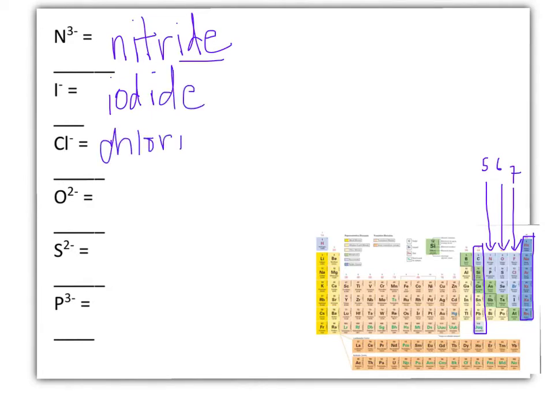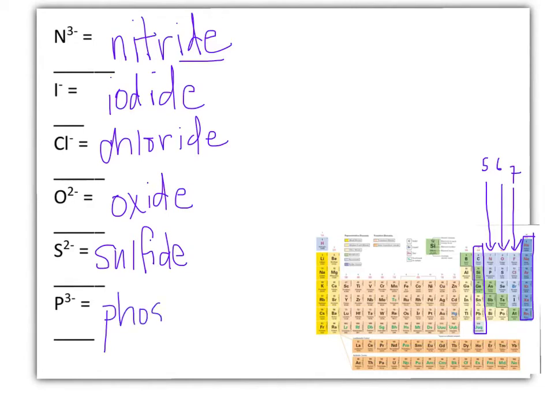Chloride, oxide, sulfide, and phosphide. So instead of phosphorus, it's phosphide. And sometimes people have trouble with this one, and this one. So that's why those are here as examples.